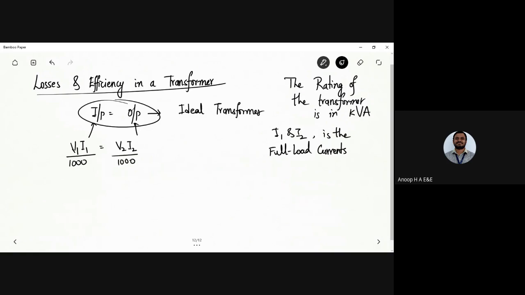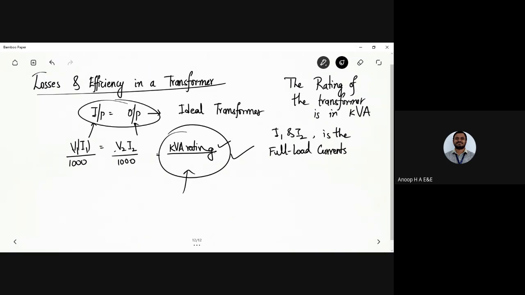Now, if I want to find either of the currents, I should know V2 and I2, and I can find I1. It would be given as the kVA rating. If I know the kVA rating, I can easily find the current in the primary or the current in the secondary. It would be quite easy once the kVA rating of the transformer is known. I'll calculate the full load current if the voltages are given. We'll take an example and solve it as we proceed with the concept.